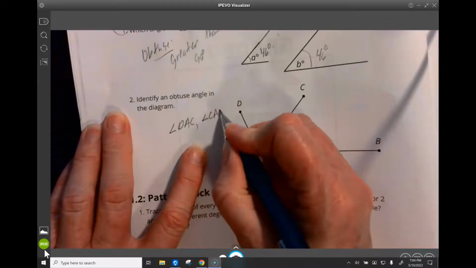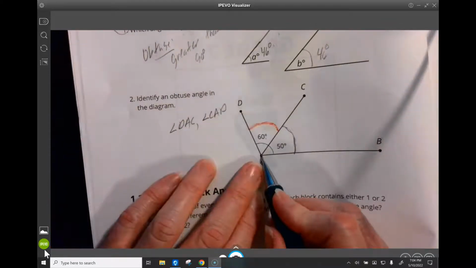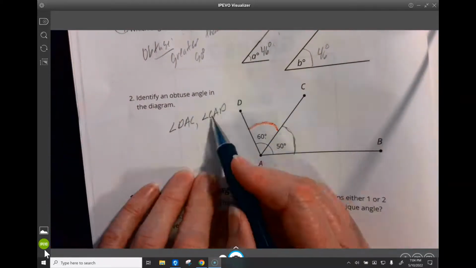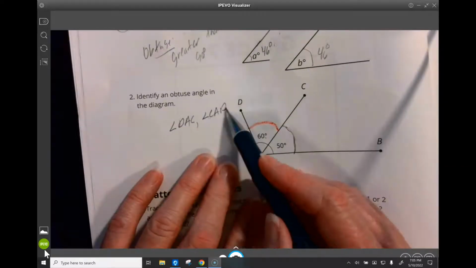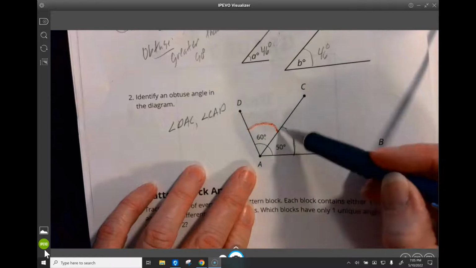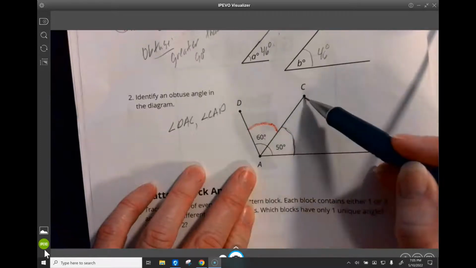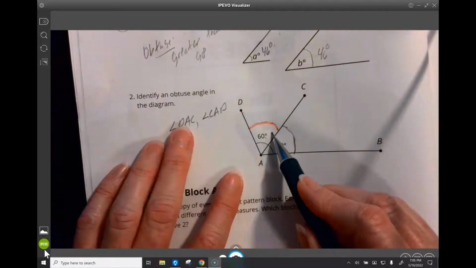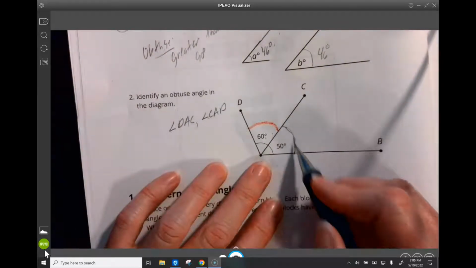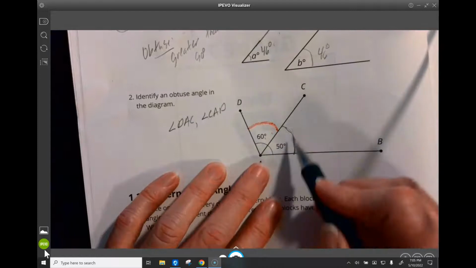So what we have to remember is the vertex has to be in between the two letters. It doesn't matter which way you name it, they're both the same angle. DAC is the same as CAD. So that is a 60-degree angle. That's acute. This 50-degree angle, BAC, is also acute.